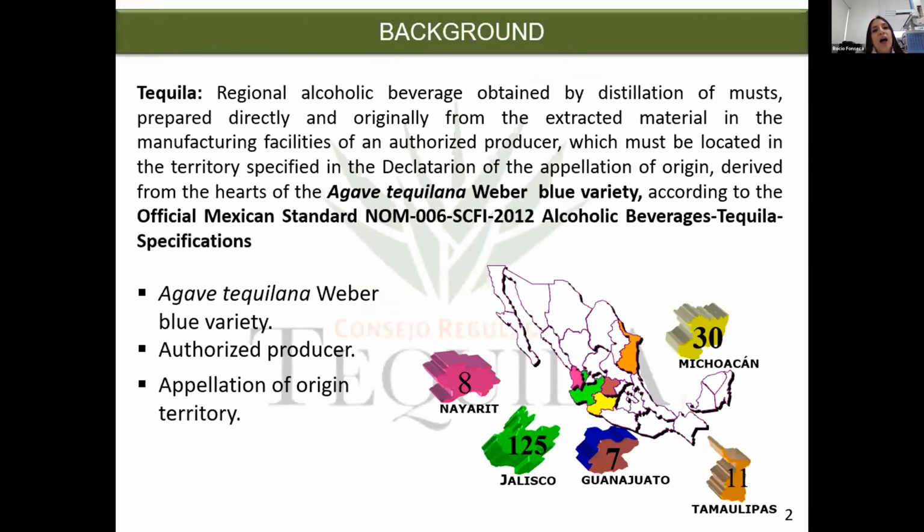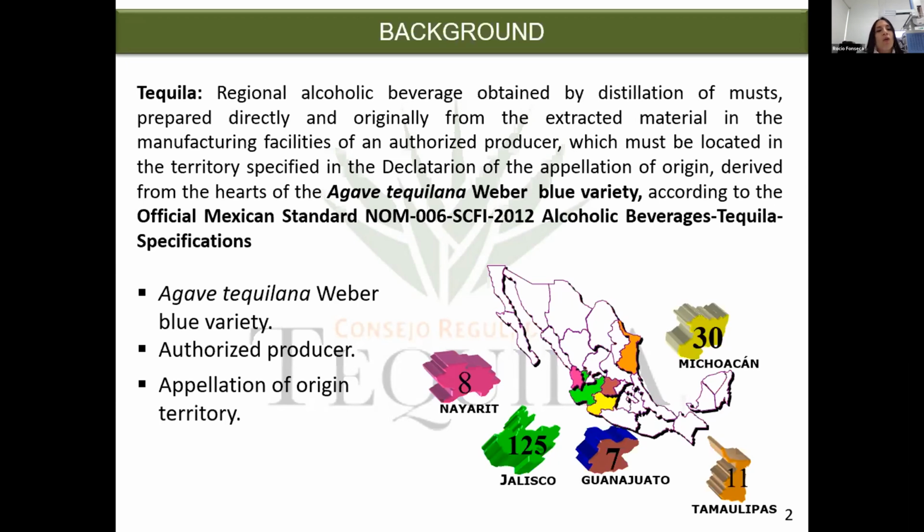Tequila is a regional alcoholic beverage obtained by distillation of must coming from Agave tequilana Weber blue variety in the manufacturing facilities of authorized producers in the appellation of origin territory. This territory consists of 181 localities in 5 states in Mexico. You can see it in the picture on the right side.